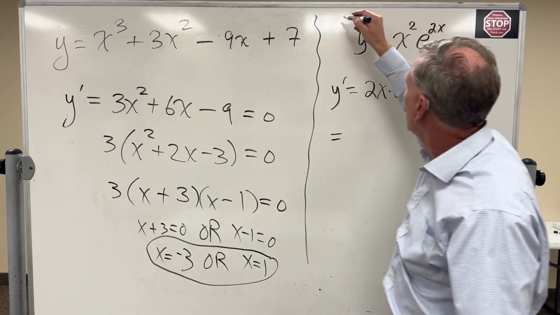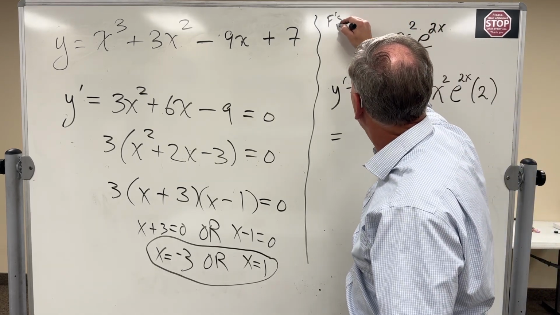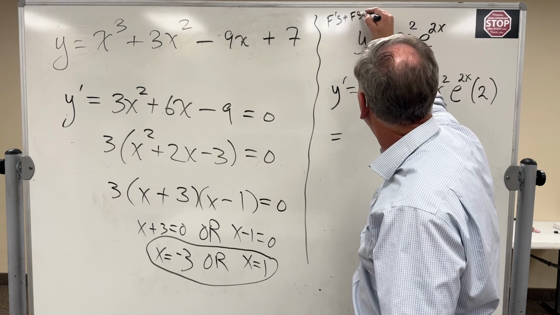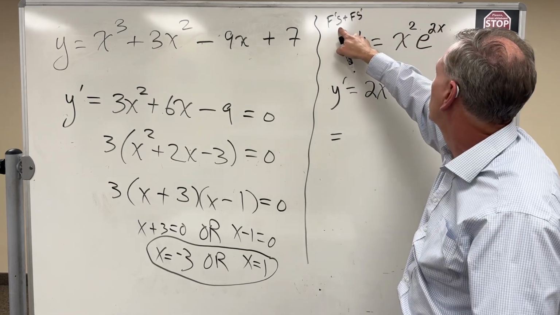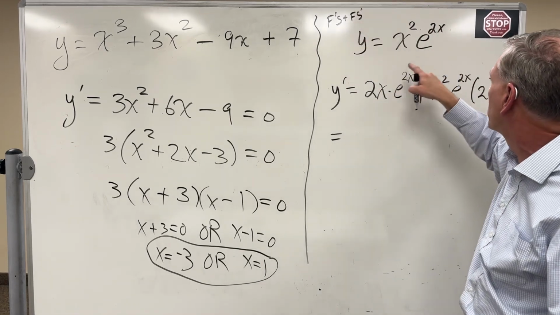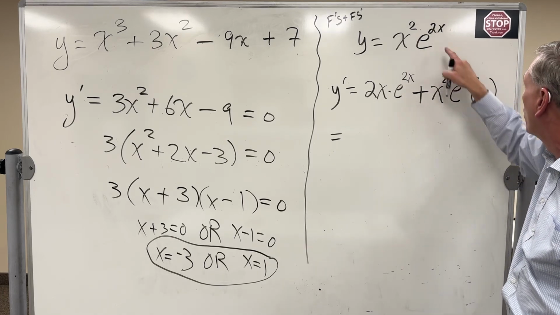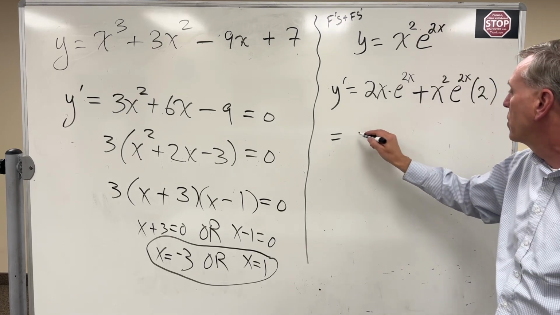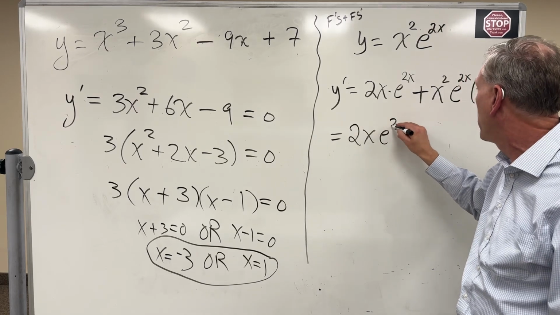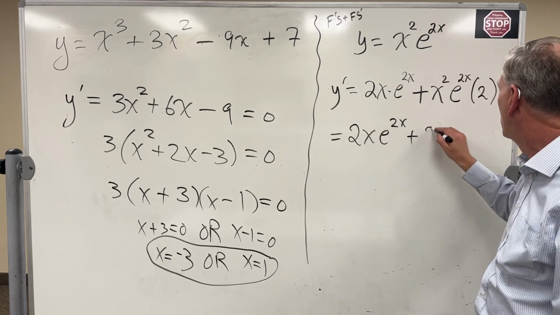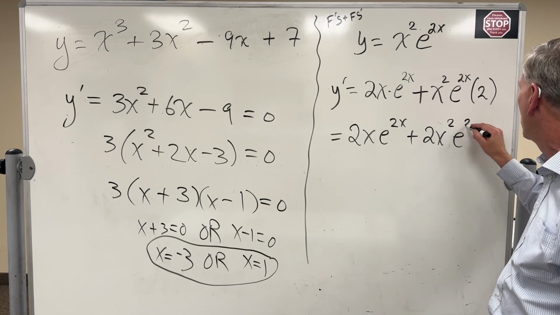So this is f prime s plus f s prime. The derivative of the first times the second. The first times the derivative of the second. The derivative of the second is e to the 2x times the derivative of the inside, chain rule, times 2. So this gives us 2x e to the 2x plus 2x squared e to the 2x.